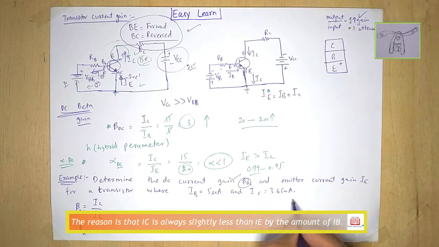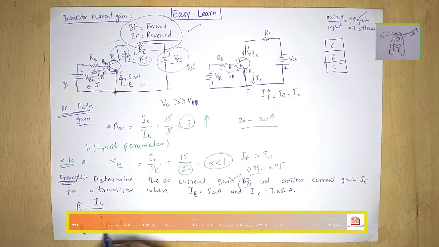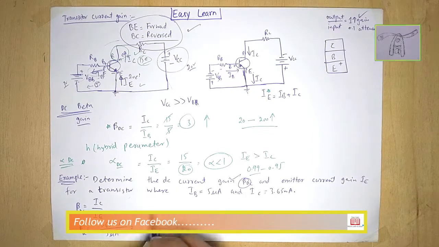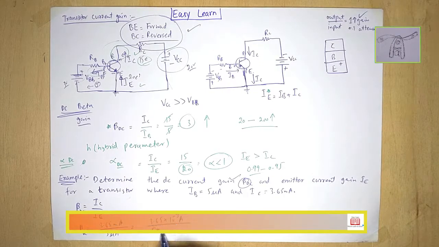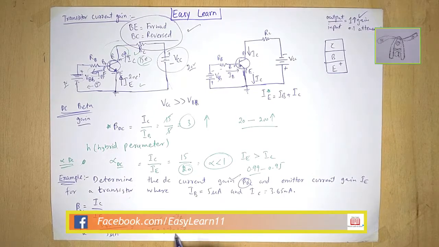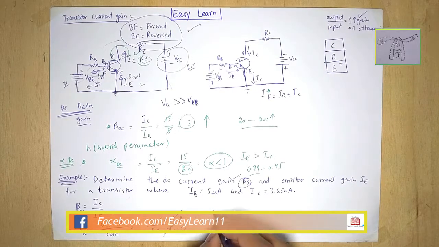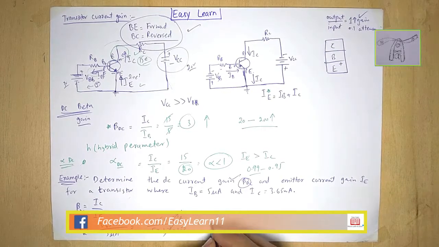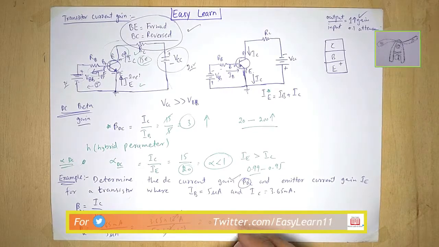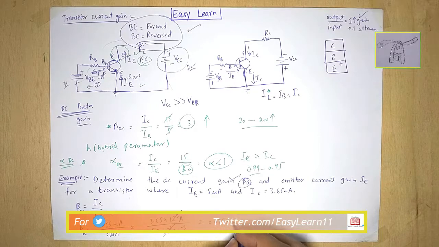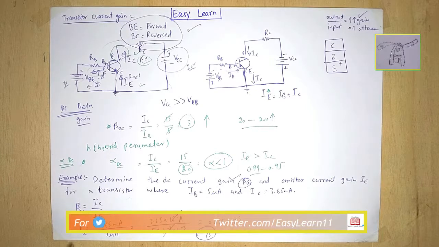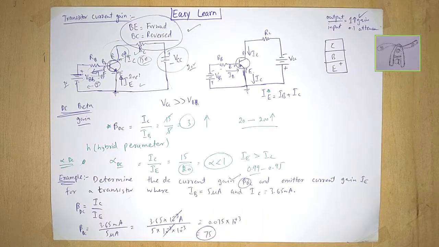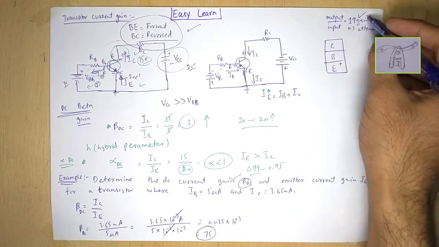Beta DC is equal to, what is IC? 3.65 milliampere divided by 5 microampere. So 3.65 into 10 raised to power minus 3 ampere divided by 5 into 10 raised to power minus 6. This can be cancelled, and 3.65 divided by 5 is 0.73. When this minus 3 goes toward the upside numerator, it becomes positive 3, and the answer is 730. You know that this is a ratio, so it does not have any unit. This is a gain.